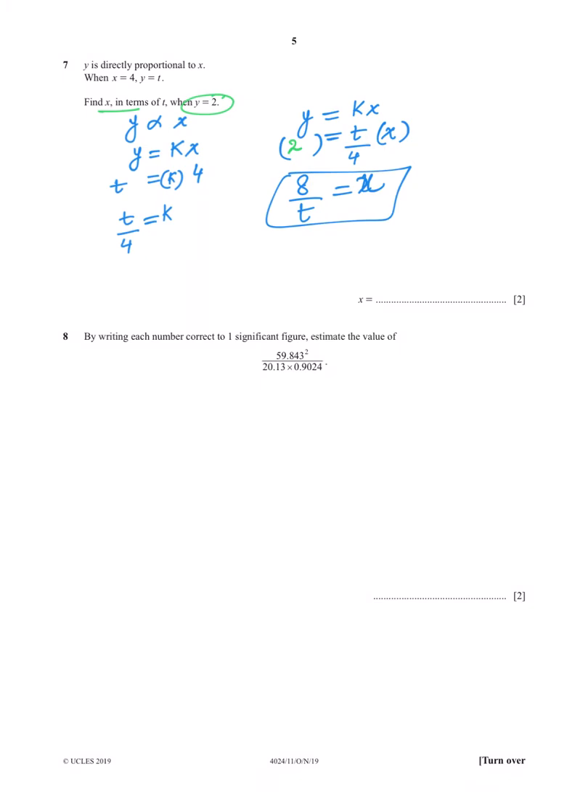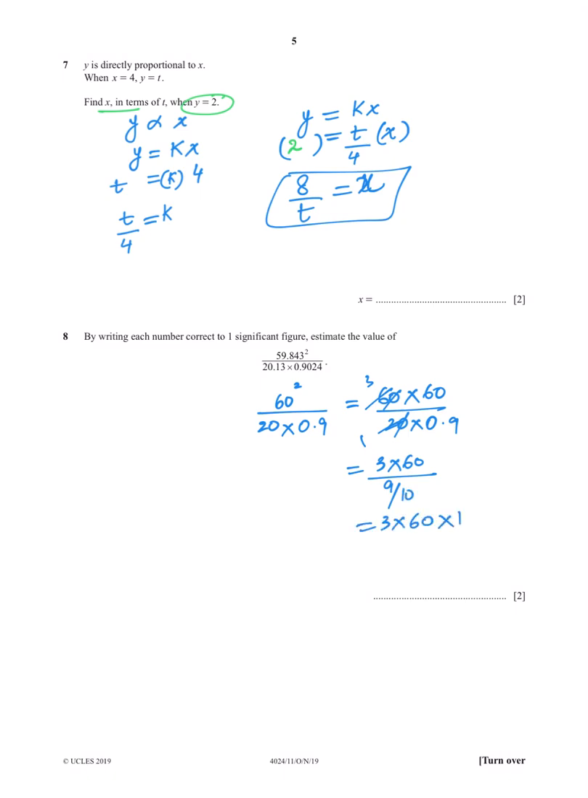Question number 8. By writing each number correct to one significant figure, 59.8 will be 60 squared, divided by 0.13 will be 0.1, multiplied by 0.9 will be 0.9. You can say that it's 60 times 60 divided by 0.1, multiplied by 0.90, and the 0s cancel. 2 ones are 2, 2 threes are 6. In the numerator we have 3 multiplied by 60, divided by the denominator 0.9, which means 9 upon 10. You can say that it's 3 times 60 times 10 divided by 9. 3 ones are 3, 3 threes are 9, 3 ones are 3, 3 20s are 60, 20 times 10 will be 200, that is your answer.